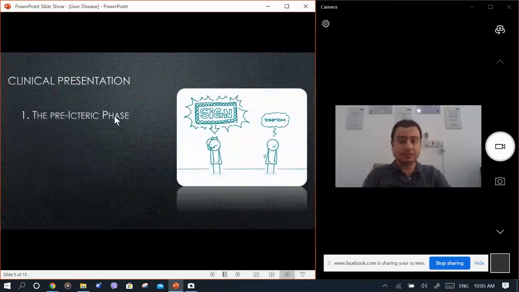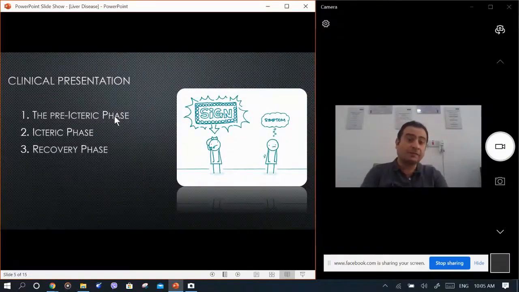Patients with hepatitis have a clinical presentation. They have signs and symptoms. The signs and symptoms can be classified into three categories. The first one is the pre-icteric phase. Icteric means like jaundice, so pre-icteric phase. Two, the icteric phase, and the third one is the post-icteric phase, or the recovery phase.